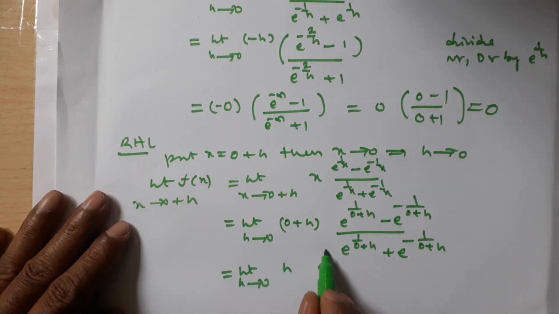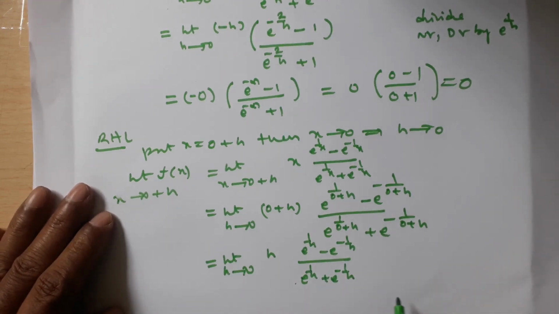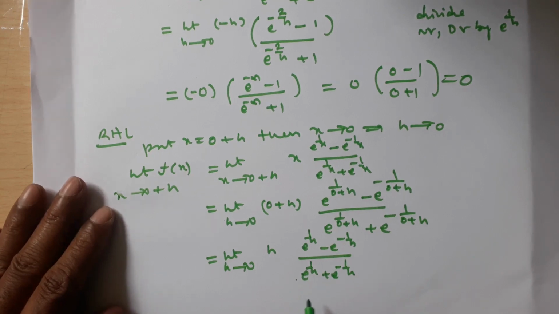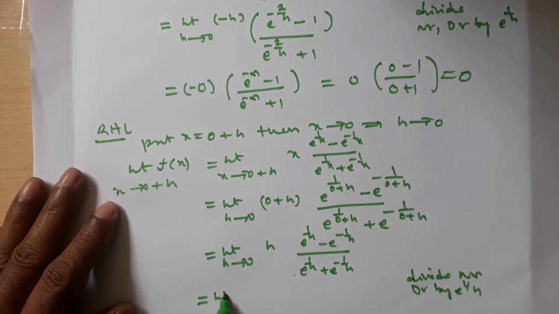That is equal to limit h tends to 0 of h into (e power 1 by h minus e power minus 1 by h) divided by (e power 1 by h plus e power minus 1 by h). Next, divide the numerator and denominator by e power 1 by h. So this is equal to limit h tends to 0 of h into (1 minus e power minus 2 by h) divided by (1 plus e power minus 2 by h).